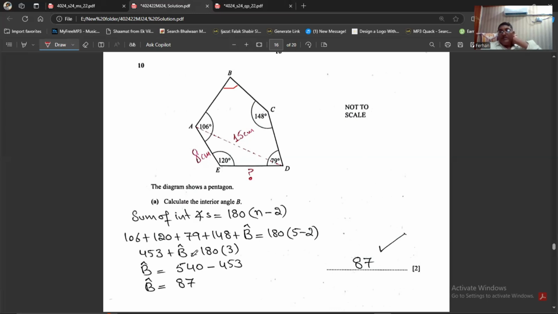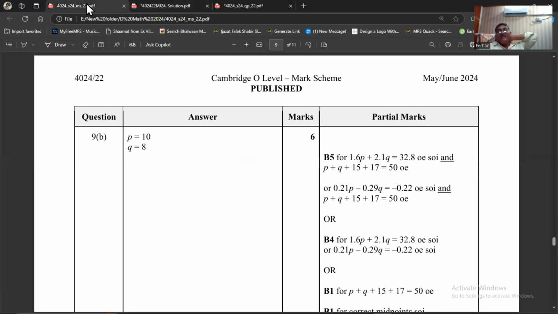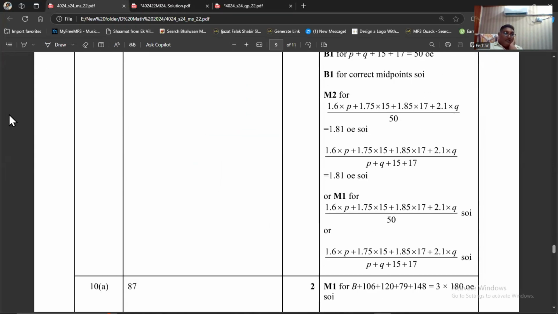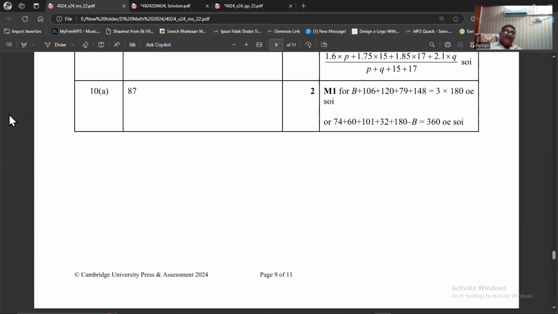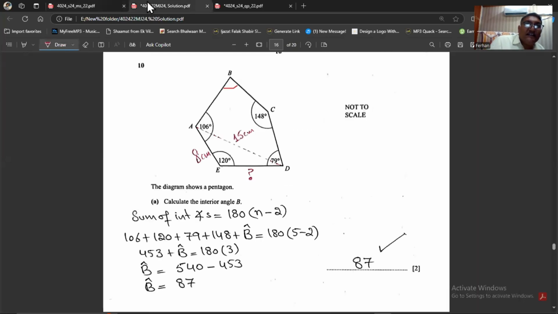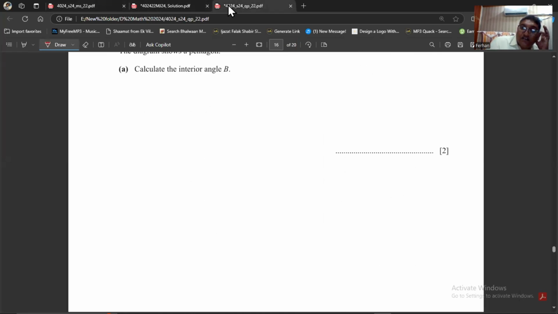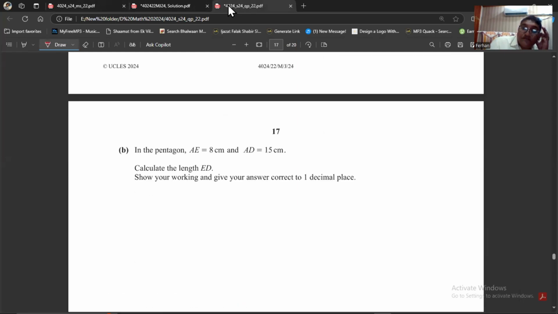So the B angle will be equal to 540 minus 453, and that is 87. So the angle B is 87. Let's check. Angle B is 87. So question number 10, A part, 87 is the right answer. Hopefully you understand how to find the sum of the internal angles of a polygon.